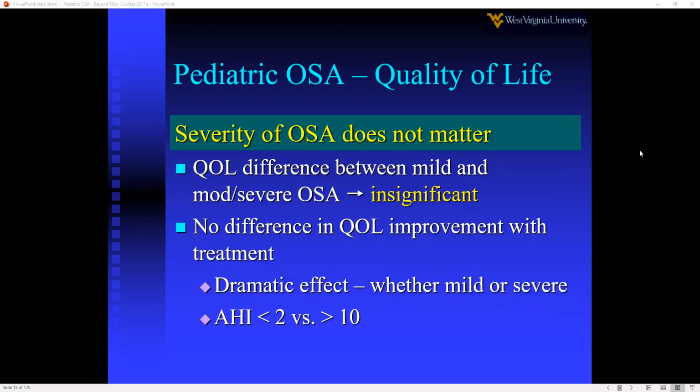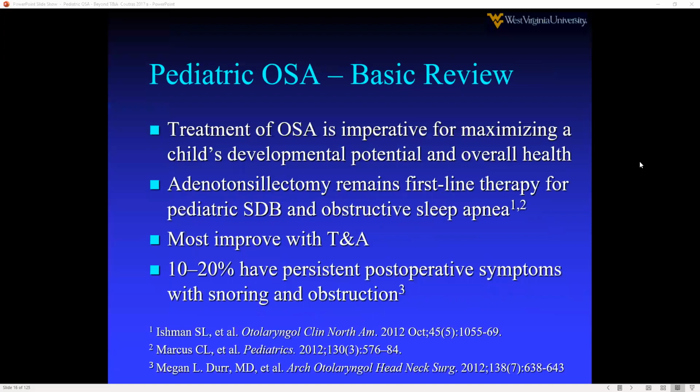So again, severity of OSA, as we said, doesn't matter with tonsil size. It also doesn't matter in its effect on quality of life. You can have mild, moderate, or severe OSA, but the difference in severity is insignificant. They can all impact quality of life, and can be dramatic when you treat it, whether it's mild or severe, that they have a dramatic improvement in behavior or other quality of life issues. So that's why we say that treatment is imperative in these kids for maximizing their development and overall health.